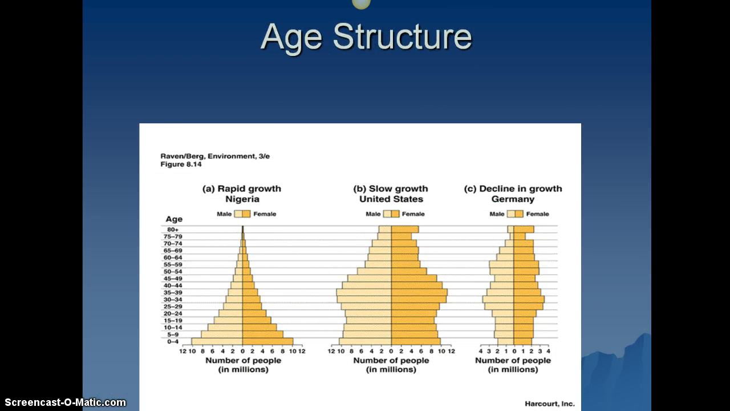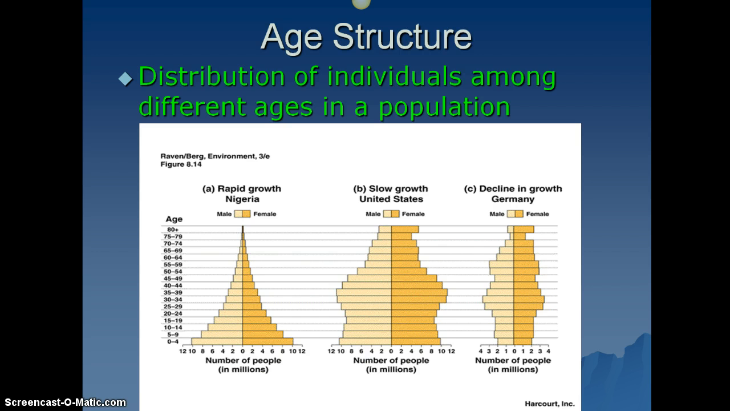So here's an age structure example. Distribution of individuals among different ages in a population. So you can see in this first one, rapid growth is Nigeria because there's a lot of young people, very few old people. United States has slow growth. It's fairly even as you go up in the ages. And then decline in growth is Germany because the number of people at the younger ages is pretty slim. It's pretty low.